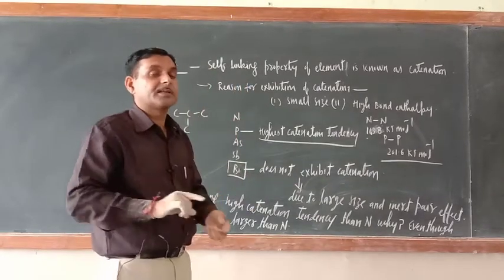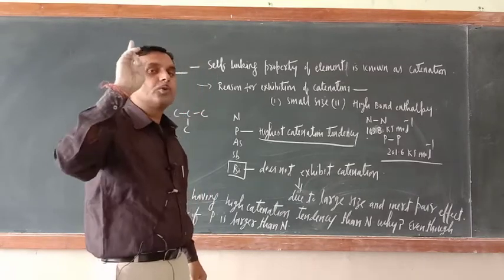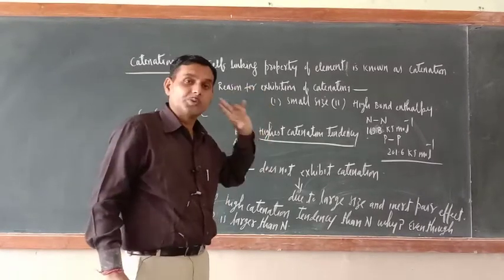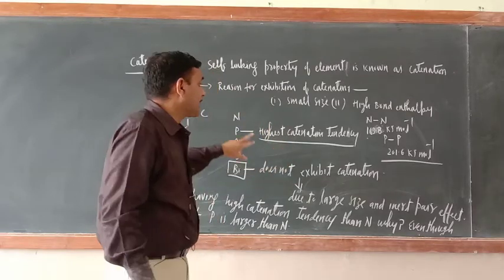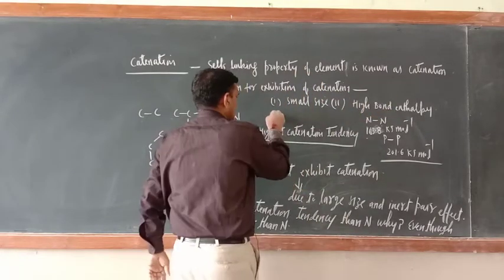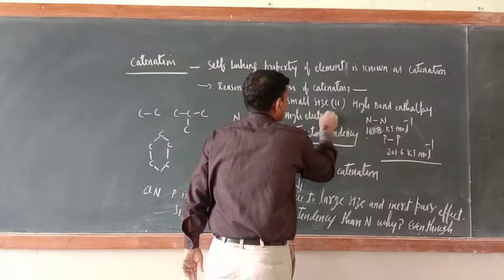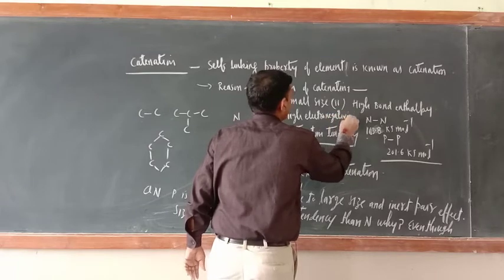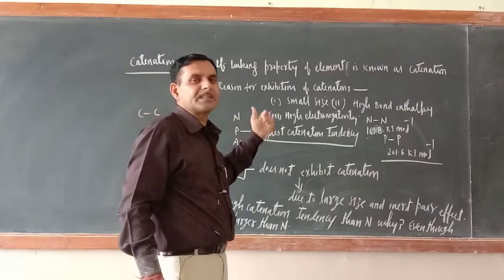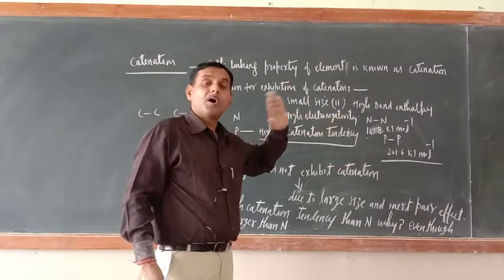The question arises here: why do elements exhibit this property? Only those elements exhibit this property whose atomic size is small, electronegativity is more, and high bond enthalpy is there. So small size, high bond enthalpy, and high electronegativity. Those who are exhibiting these 3 properties will only exhibit catenation. What is the first one? Size should be small. Second one is the bond enthalpy should be high.